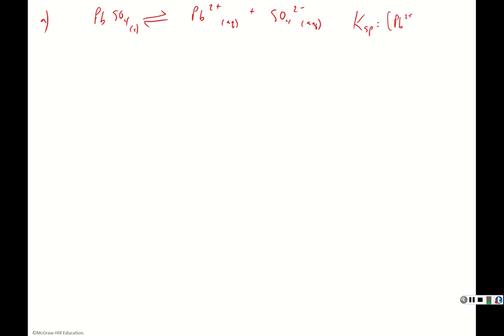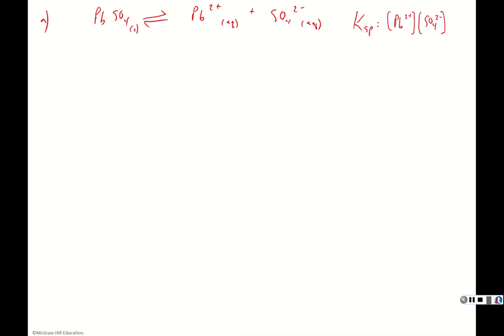Okay, so for the first one, we have lead sulfate. Sorry, that's a solid, and we can write this equilibrium as such, and we can write our expression for KSP as the concentration of Pb2+ times the concentration of SO4 2-, and we're done with that.